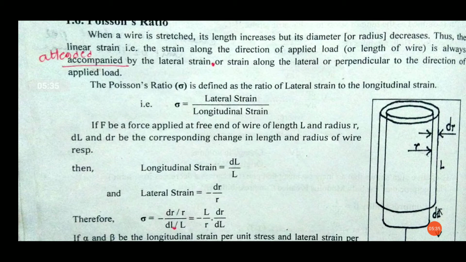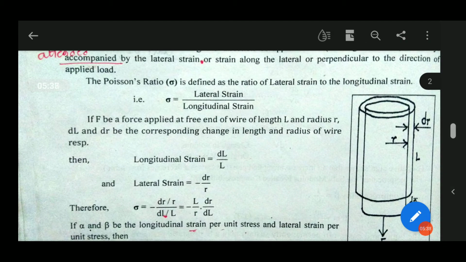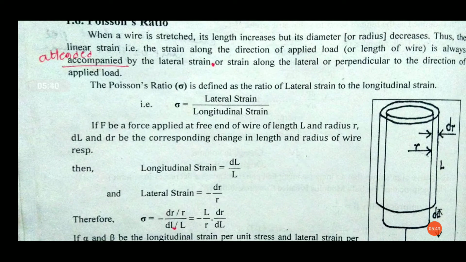So in this diagram, suppose this is the length of a wire which is stretched, so the length increases by small dl, but the radius, the original radius being r, decreases by small dr.